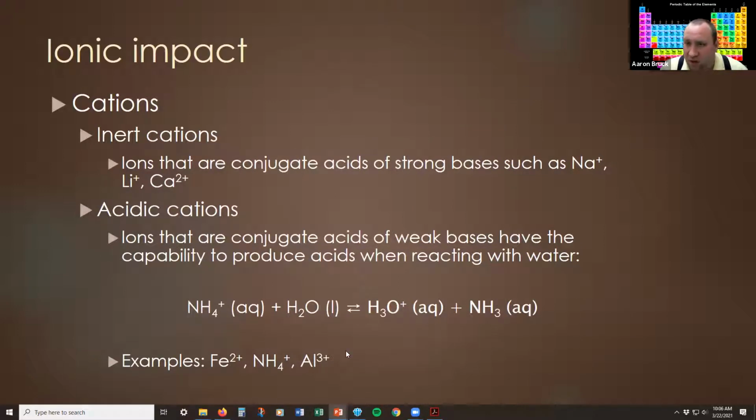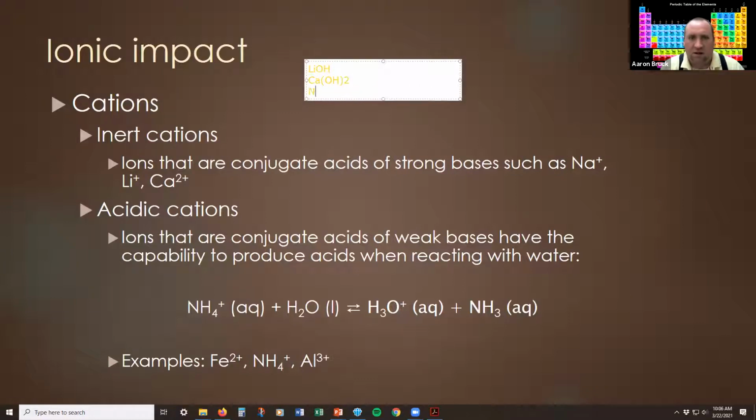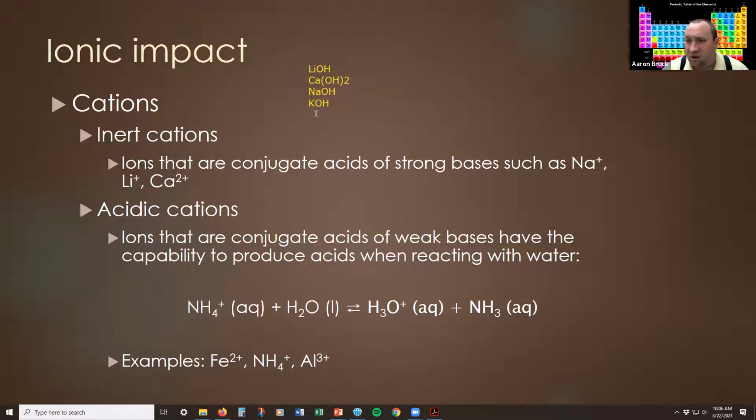Cations we don't usually talk nearly as much about, because the majority of cations are in fact inert. Again, we can see this in their overall character. Look at the kinds of things that they come from: lithium hydroxide, calcium hydroxide, sodium hydroxide, potassium hydroxide. All of these substances are strong bases, and that means that all of these ions themselves are inert toward water. The ones that aren't are the conjugate acids of weak bases. The most common of these, and this is why we don't see it as often, is the ammonium ion, the conjugate acid formed when ammonia, NH3, dissolves in water.